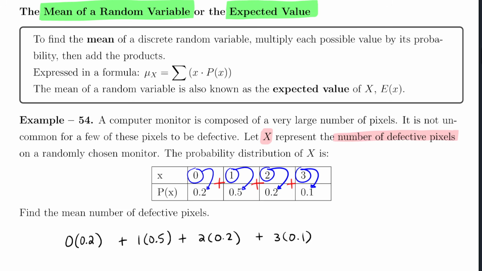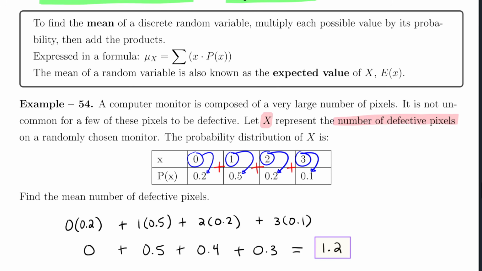0 times 0.2 is 0. 1 times 0.5 is 0.5. 2 times 0.2 is 0.4. 3 times 0.1 is 0.3. Okay, then we'll add all those together and we will get exactly 1.2, which is the mean number of defective pixels.